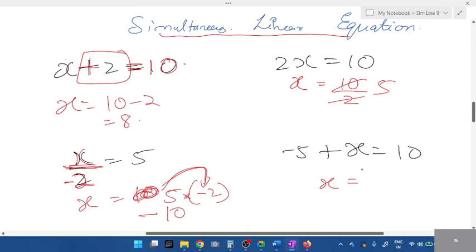Which one goes to the other side? If minus 5 goes to the other side, what does it become? Then how can it become 5 minus 10? Is it 5 minus 10? There's already 10, right? Plus 5. What is the answer? X is equal to 50. Is this clear?